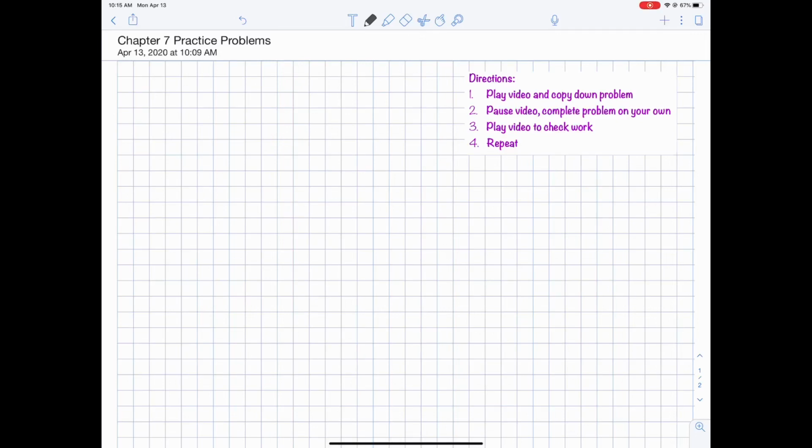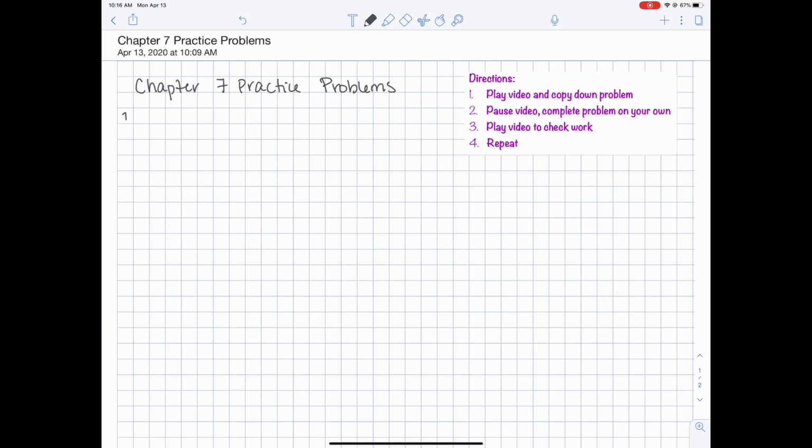So we're going to be working on some Chapter 7 practice problems. As you can see here in the directions, what I'd like you to do is go ahead and copy down the problem, pause the video, do your own work, and then go ahead and check your work by playing the video, and we're going to do that a few times.